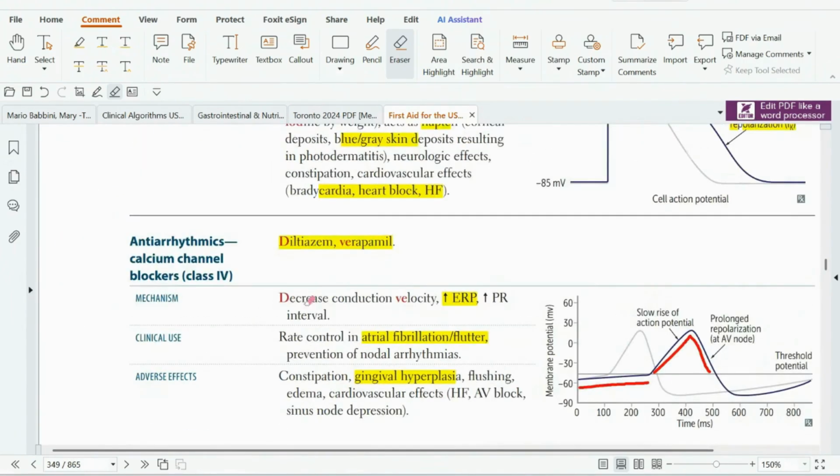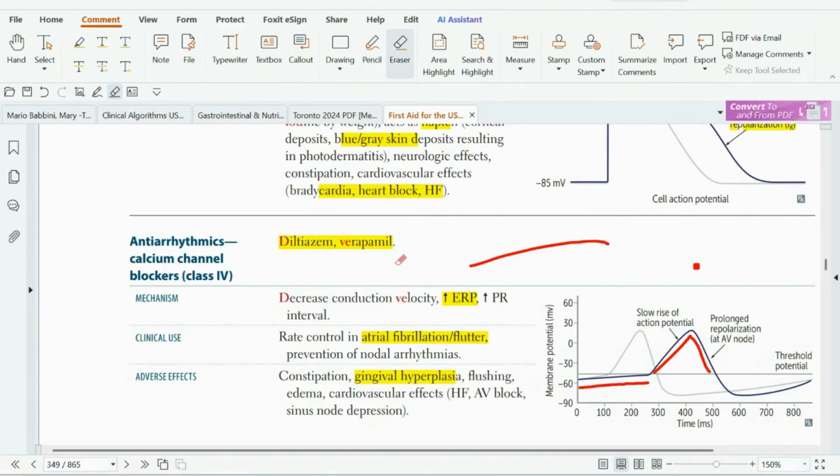Fourth, class 4 is calcium channel blockers. Now, these two calcium channel blockers versus the other calcium channel blockers like nifedipine and nicardipine, those are called dihydropyridines. That's why they have the "dipine" in the name. These two are non-dihydropyridine.